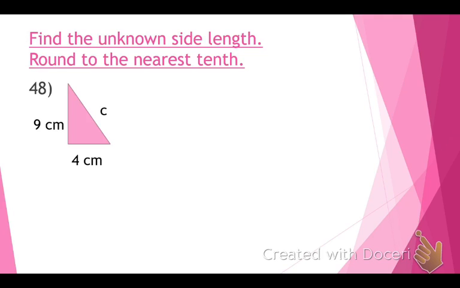Find the unknown side length and round to the nearest tenth. Taylor, what is the formula that we use whenever we have a triangle? Okay, does anyone remember how I can figure out which one the C is? I know for us it told us this was C, but how could I figure that out? Opposite the right angle. Okay, here's the right angle. It's always going to be whatever is opposite the right angle, okay?